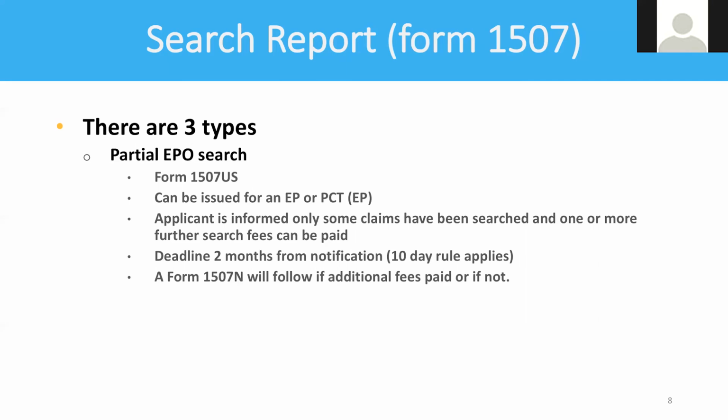The applicant is informed only some claims have been searched and 1 or more search fees need to be paid if you want the rest of the claims searched. The deadline is 2 months from notification. And again, the 10-day rule applies. And whether or not you have paid those search fees, a Form 1007N will follow.